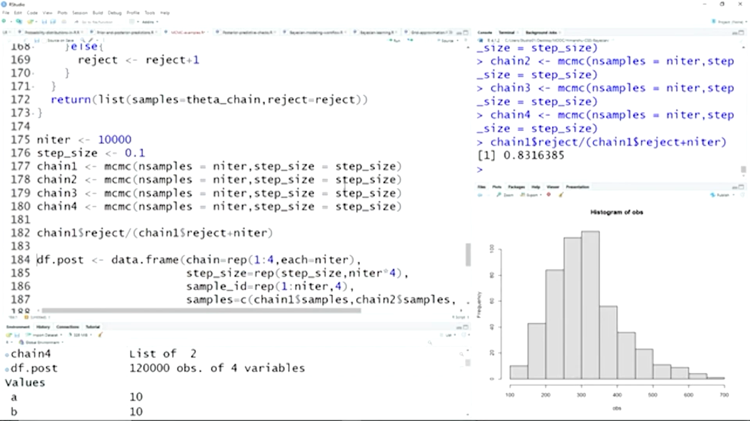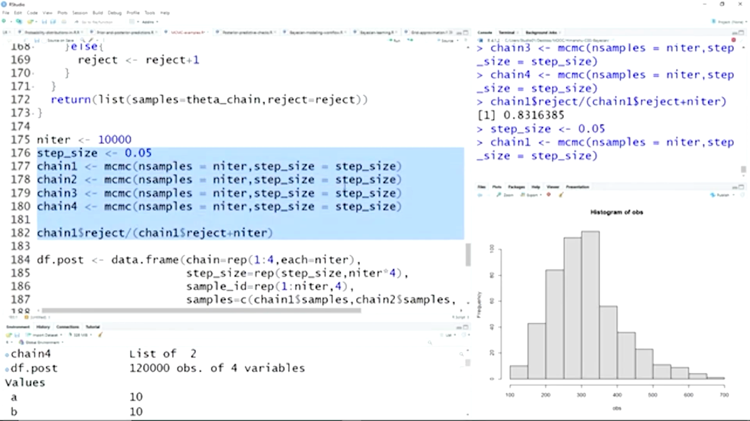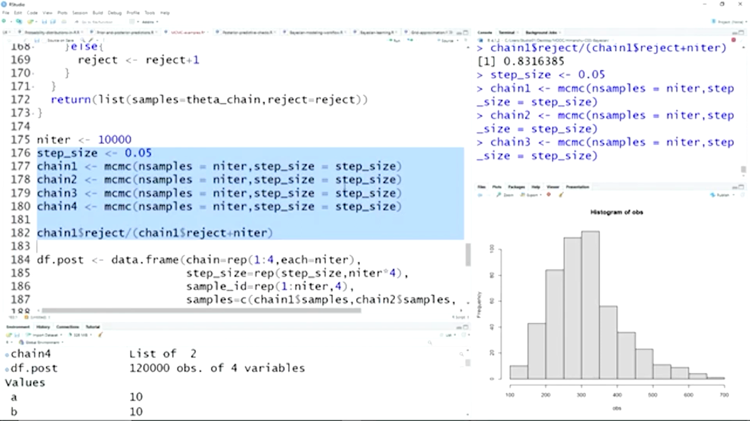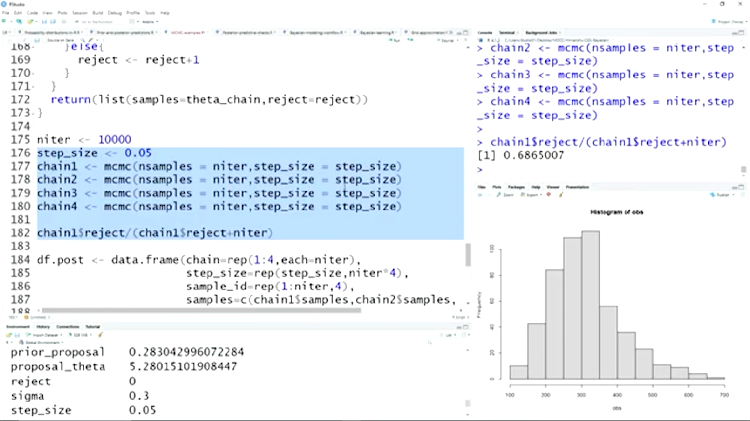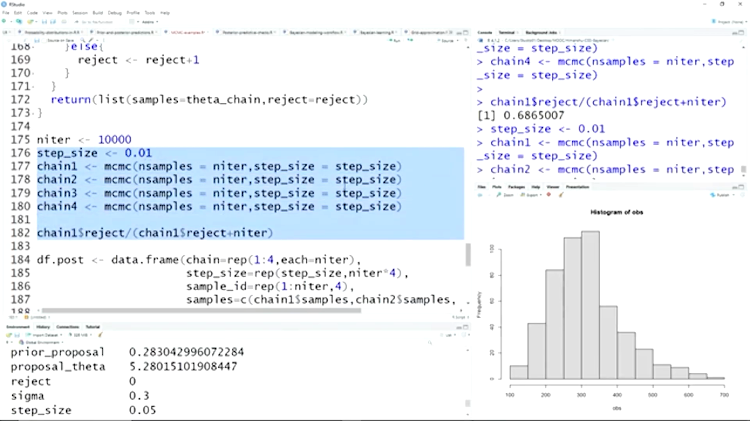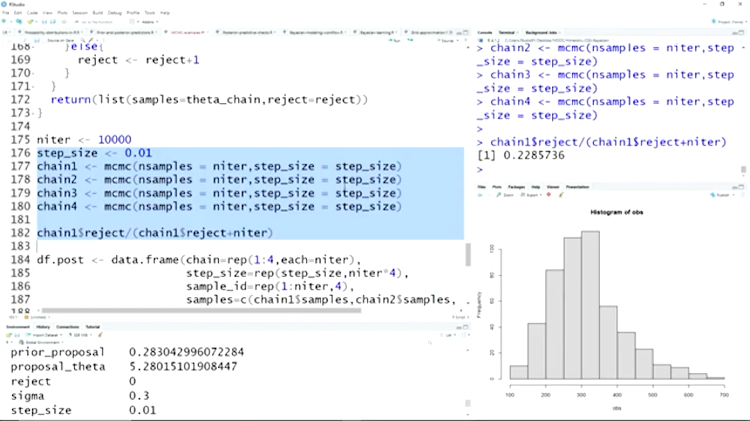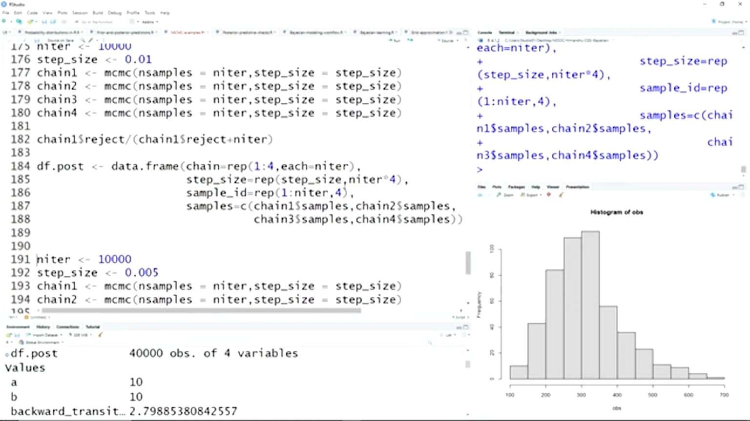Let us check the rejection rate. So rejection rate is 83. I think so it is too high. So maybe 0.05. I think it would be still 70-80% or so. Yeah, around 70. So you can go even with lesser step size. 0.01 is reasonable. You can go even lower. Okay, this is good. So it gives you 23% rejection rate. So this is good. So let us first visualize our chains.